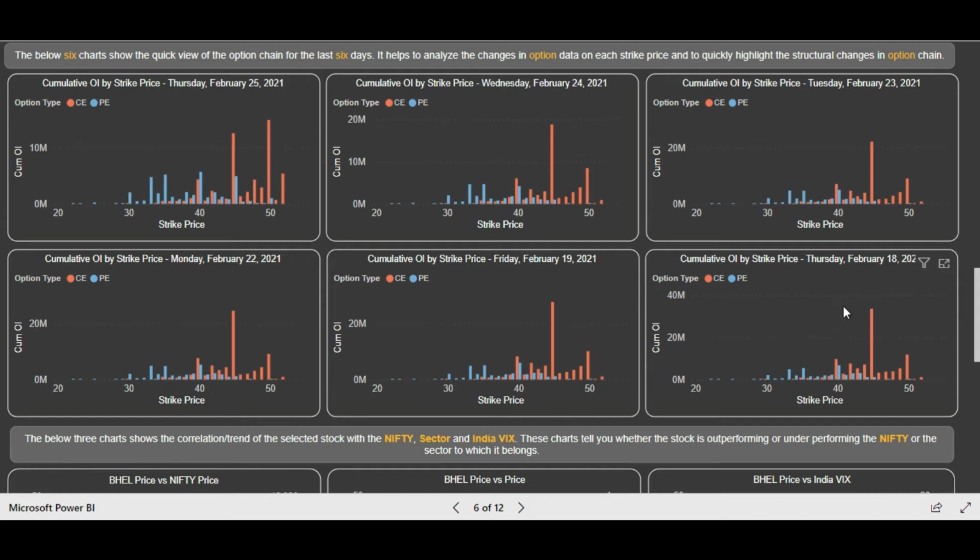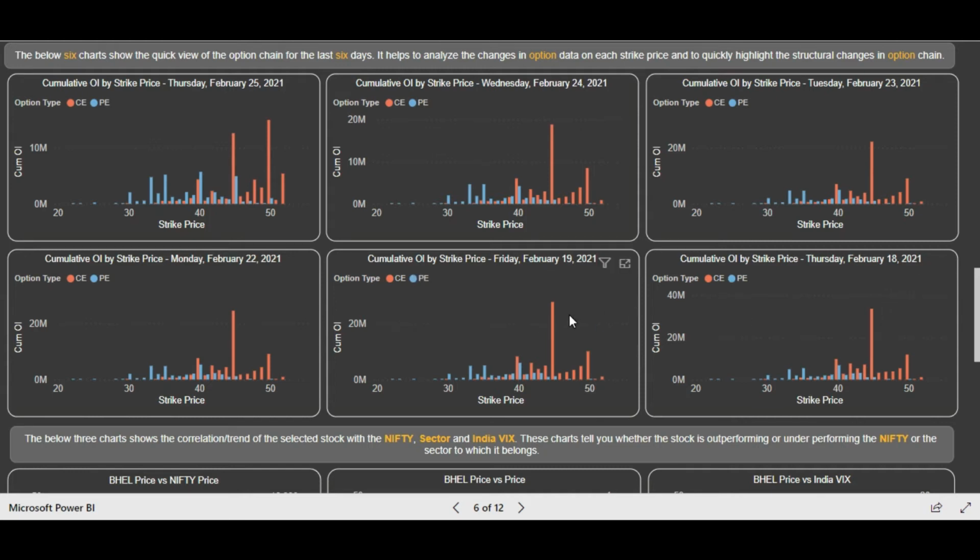So let's start with the day of February 18th. You see that on the 45 strike price, around 33,642,000 call options were already written, right? Then on the very next day, the calls were unwound, lots of calls were unwound, and now only 27 million were left. So there was a huge call unwinding between 18th and 19th, right?